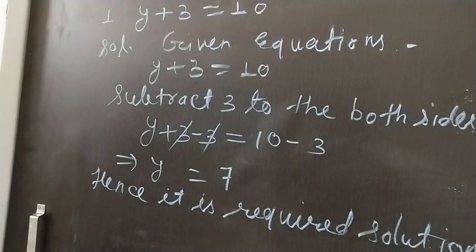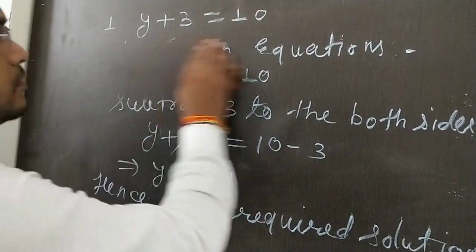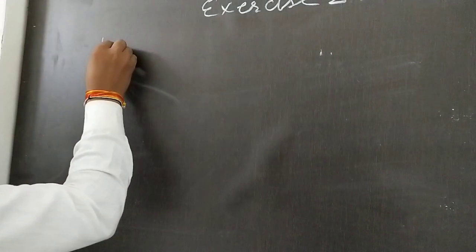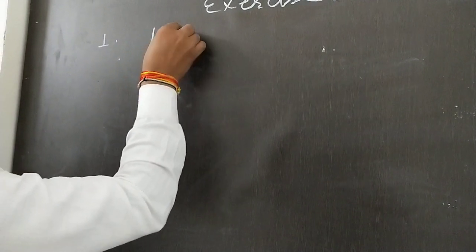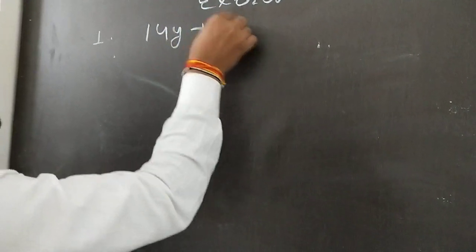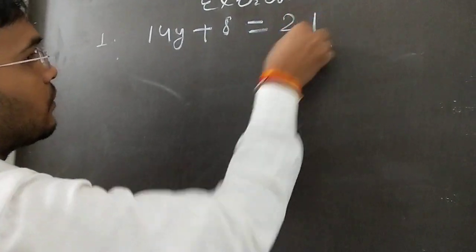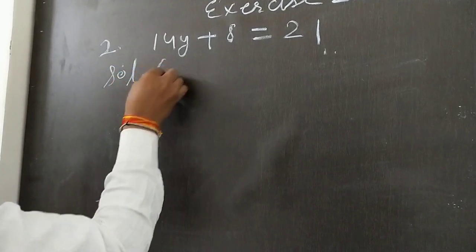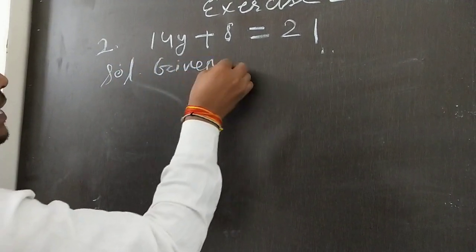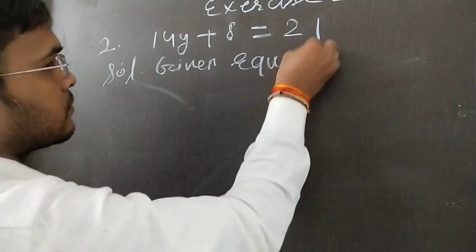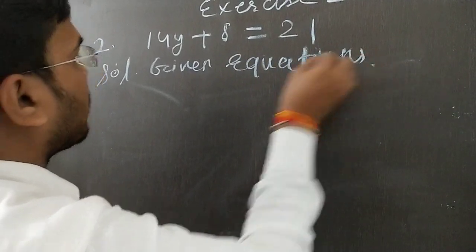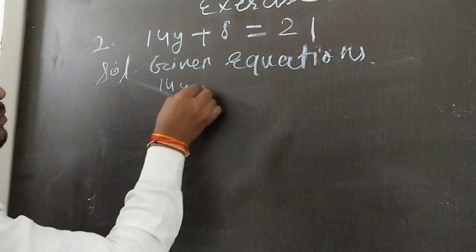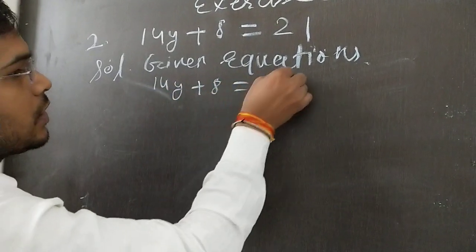Okay. I am going to do one more example. Suppose 14y plus 8 equal to 21. Question number 2. Okay. First write down the given equation. What is the given equation? All the steps you have to write. Okay. 14y plus 8 equal to 21.